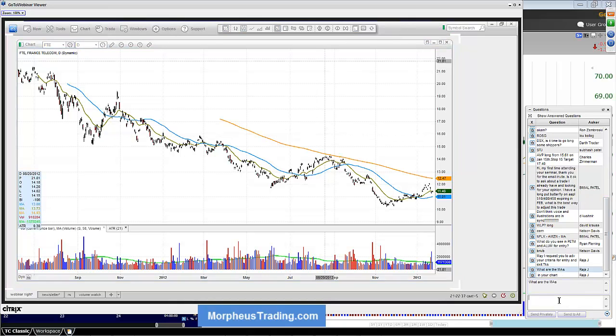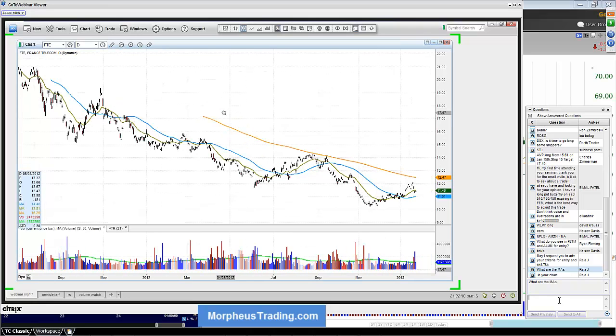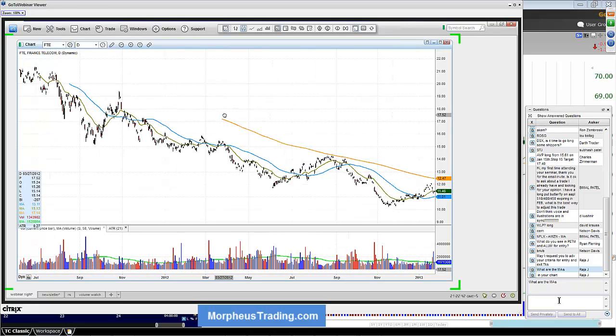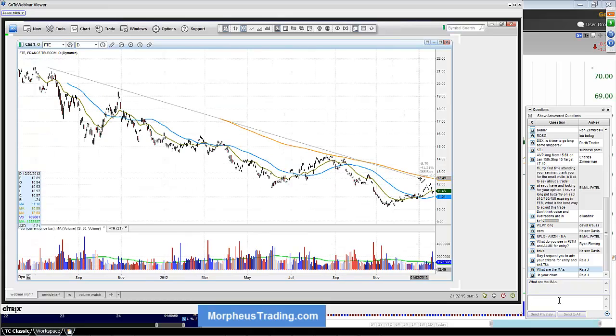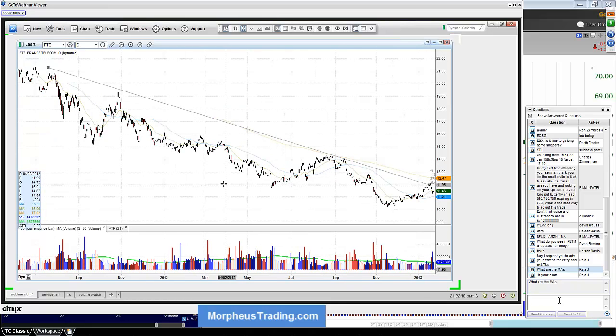All right. So next question is FTE. As you can see, I zoomed out. This is a monster downtrend. This is what you don't want to touch when the market's going higher. You don't want to be anywhere near this.